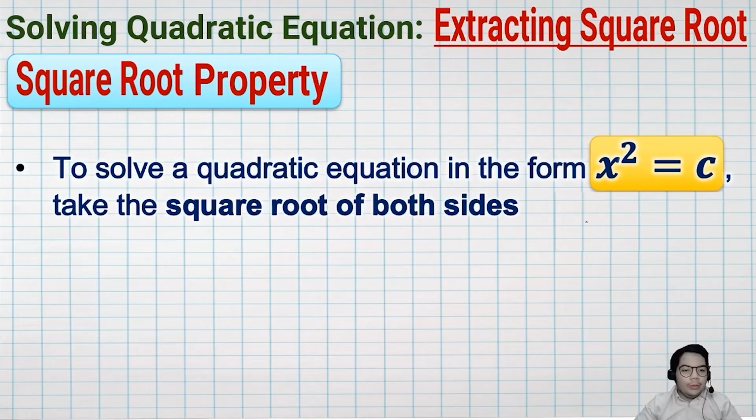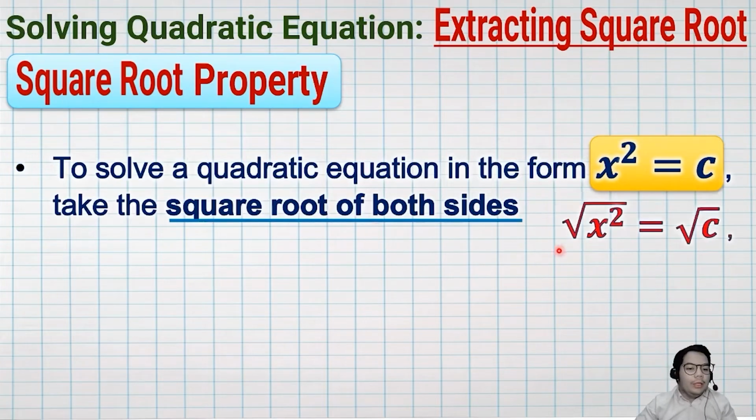So sabi dito, para daw ma-solve natin yung quadratic equation, kailangan ito daw yung form. So ang goal natin mamaya is to make this or make the quadratic equation looks like this. And after that, we have to square root both sides. So, paano natin gagawin yon? Katulad nito. So, once na nandito na tayo sa form na to, we have to get the square root of x squared and square root of that c, or it's the constant value.